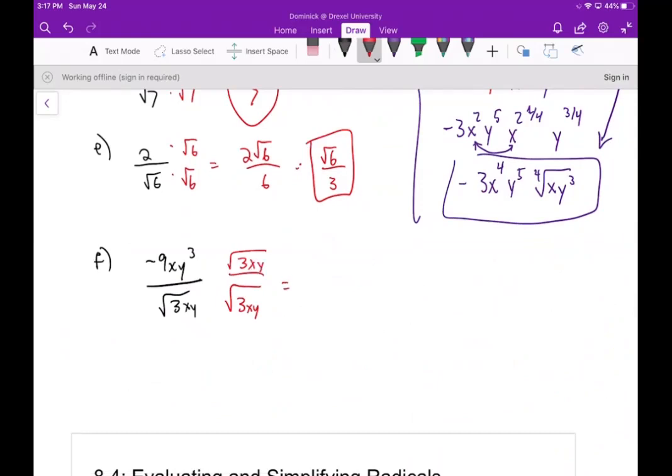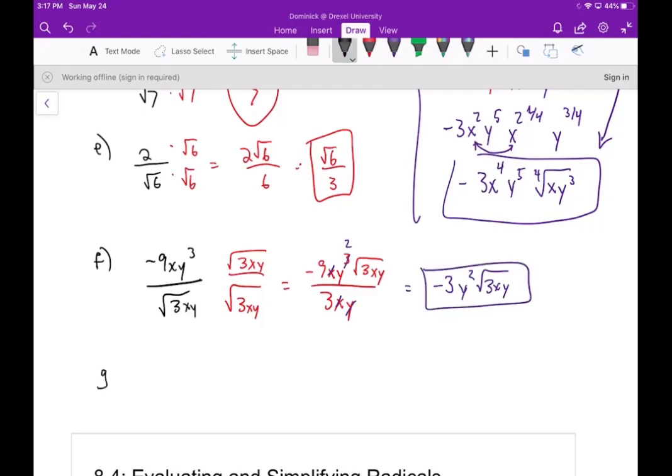And if we do that in the bottom, we're going to get a 3xy, which is what we want. We have a negative 9xy to the 3rd, square root of 3xy up top. And then we can cancel the x's. We can cancel one of the y's from here. And then negative 9 over 3 is a negative 3y squared, square root of 3xy.